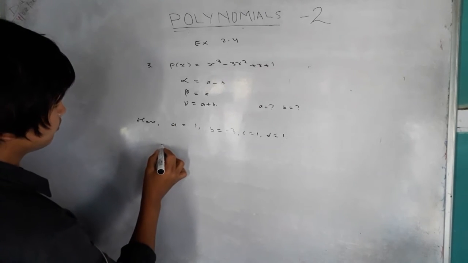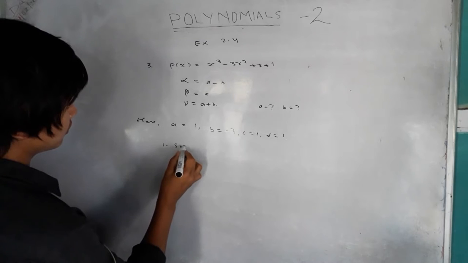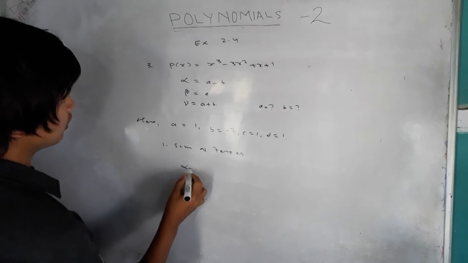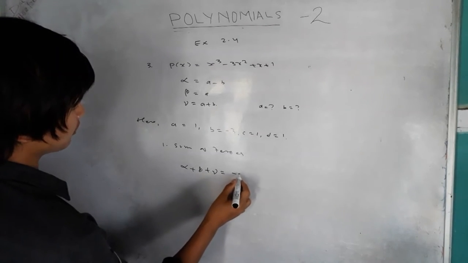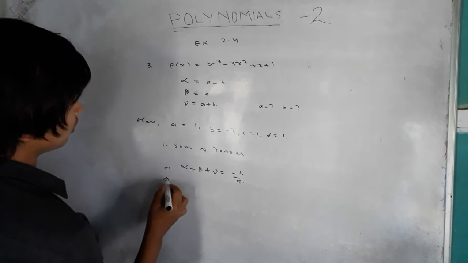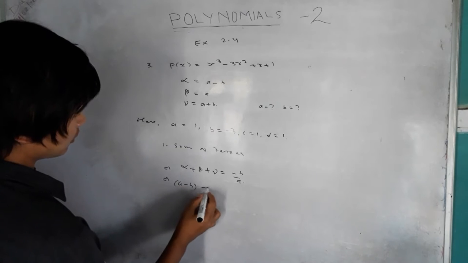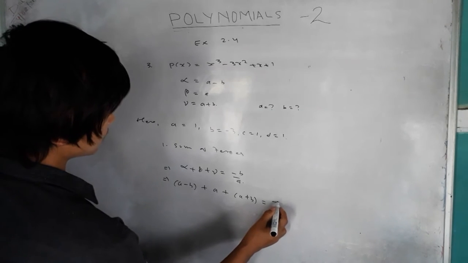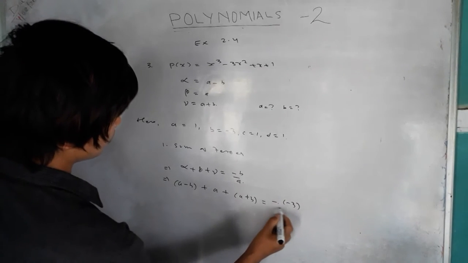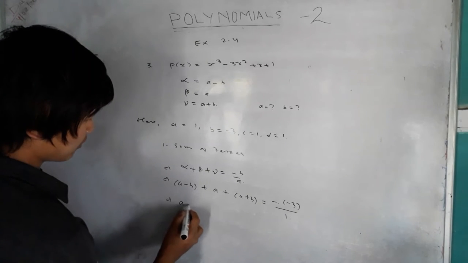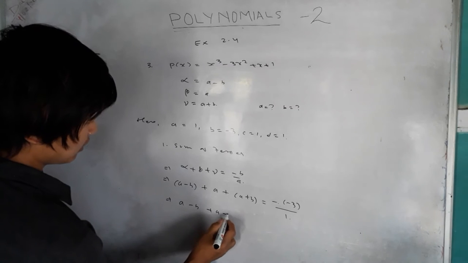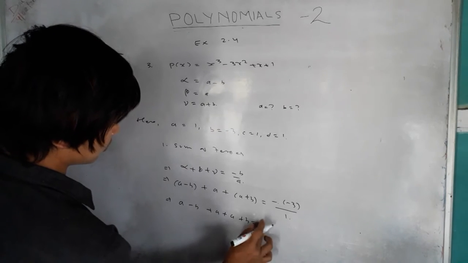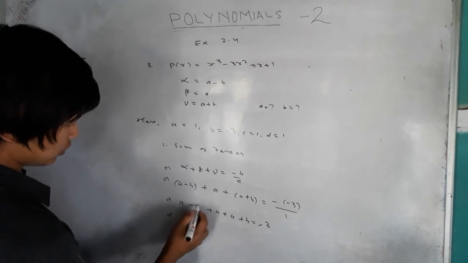Number one, sum of zeros. We know alpha plus beta plus gamma is minus b by a. Alpha is a minus b, plus beta is a, plus gamma is a plus b, equals minus (minus 3) divided by 1, which is 3 divided by 1. The b terms cancel out.